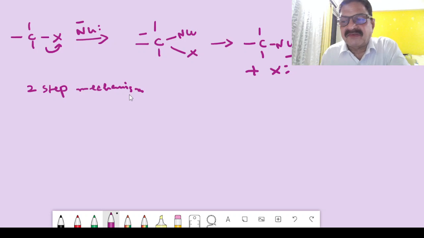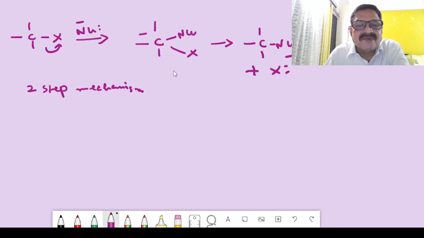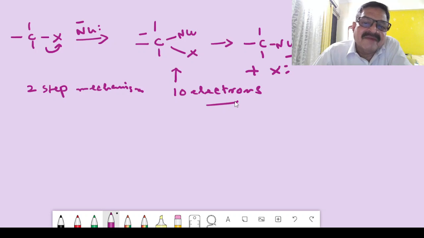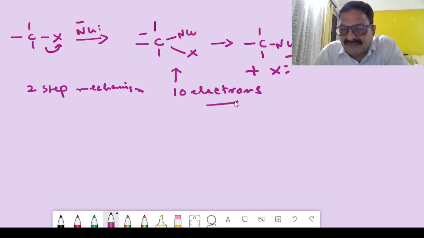A negatively charged carbon atom is here. How many electrons are around that carbon? There will be 10 electrons here. So this carbon has 10 electrons around it. Is it possible? Ten electrons is not a possibility here, because as per the fundamental rules, we should have an octet, a maximum of 8 electrons around a second-row element of the periodic table, as you have seen. That is octet formation.